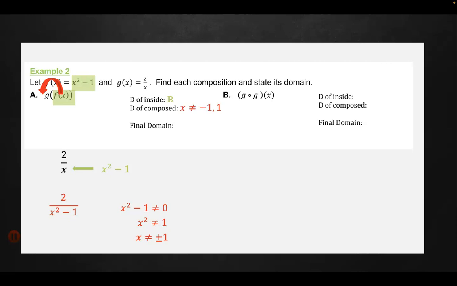Now my final domain is going to be the combination of all real numbers, and then x cannot be negative 1 and positive 1. Now when we're writing this in interval notation, it's going to be slightly different than the ones you've seen in the past.